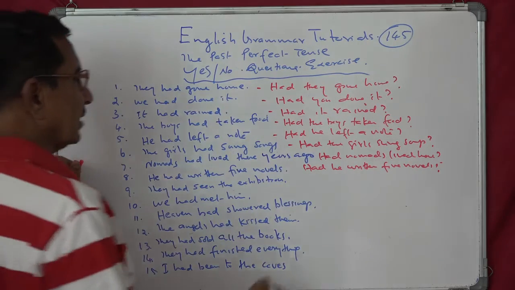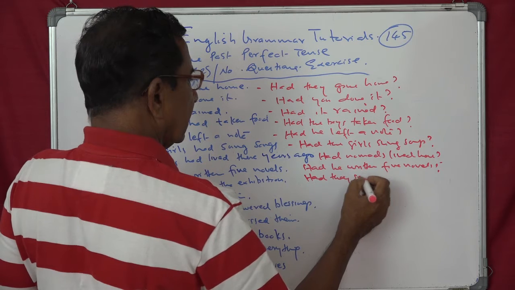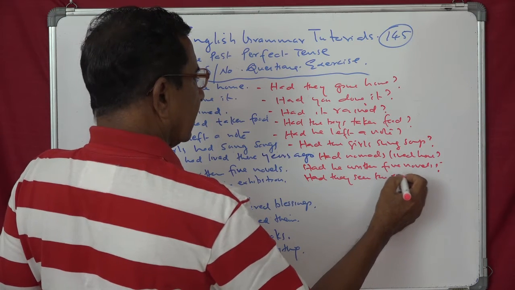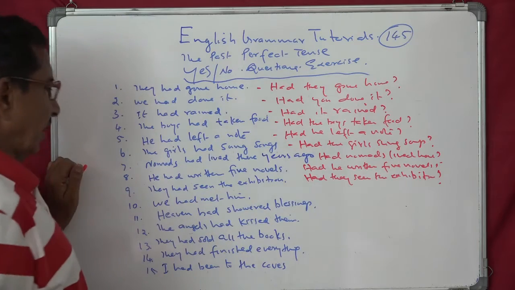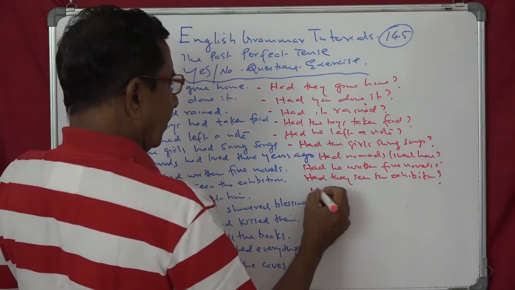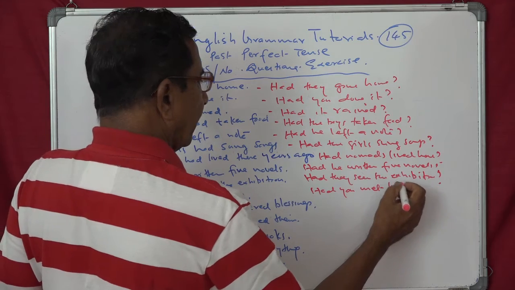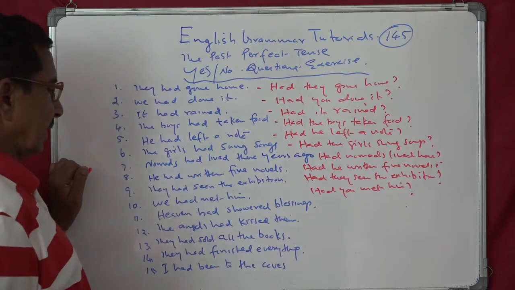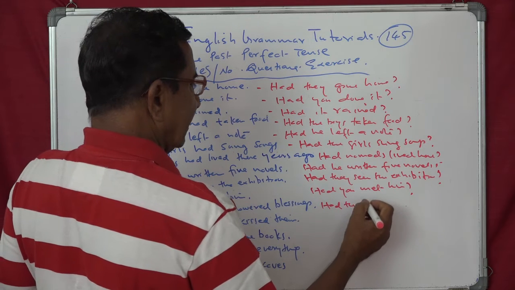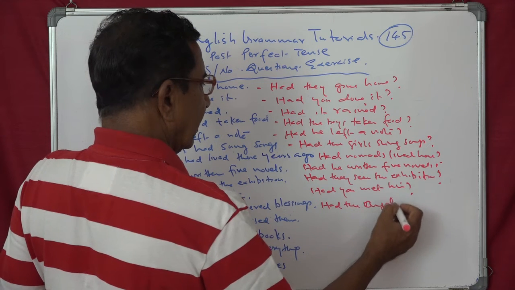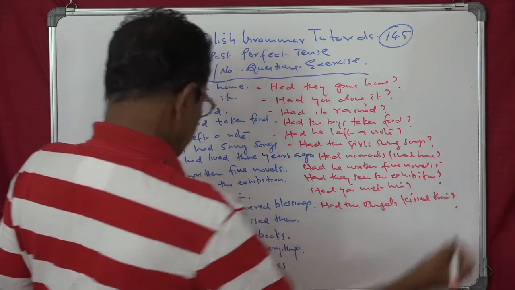Simple for you. They had seen the exhibition. Had they seen the exhibition? We had met him. Had you met him? And next one, the angels had kissed them. Had the angels kissed them?